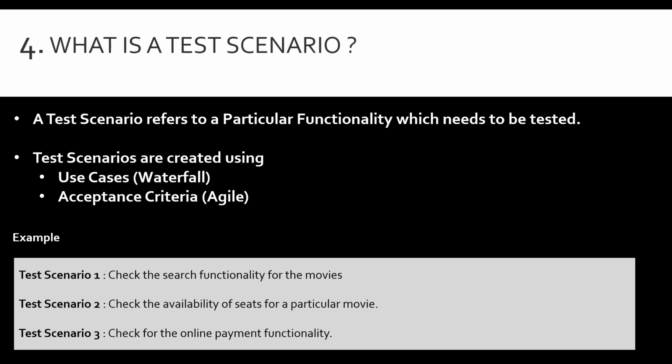So this is a functionality where the customers can pay using credit card, debit card, PayPal, or any mobile wallets. So if you see, all these test scenarios are basically either use cases or acceptance criteria. So if a need arises for you to create a test scenario, it's as simple as translating the use cases or acceptance criteria.